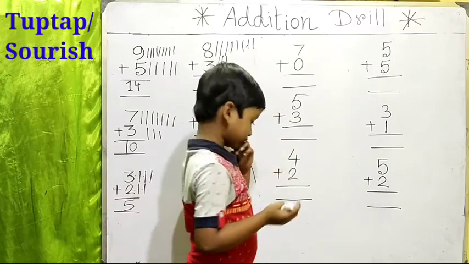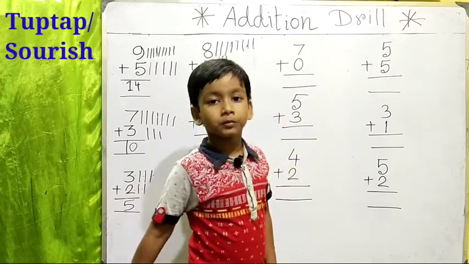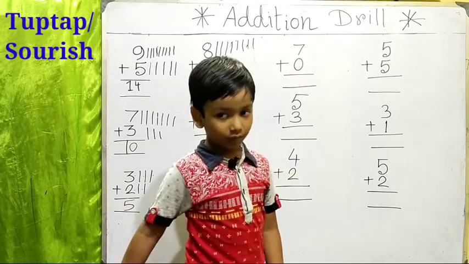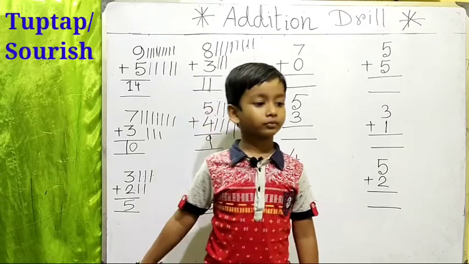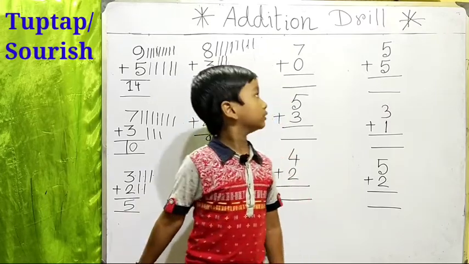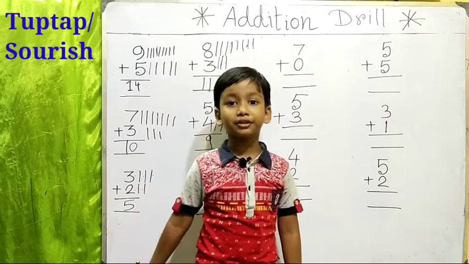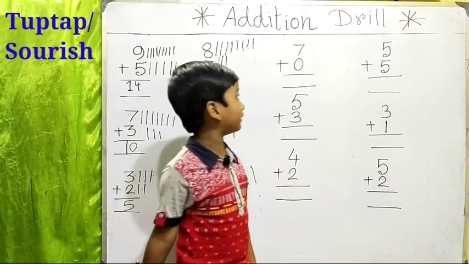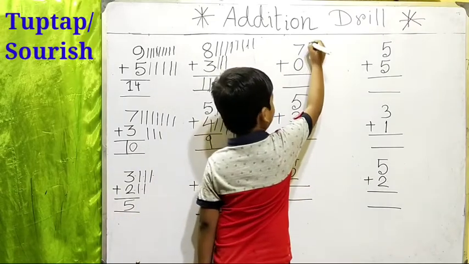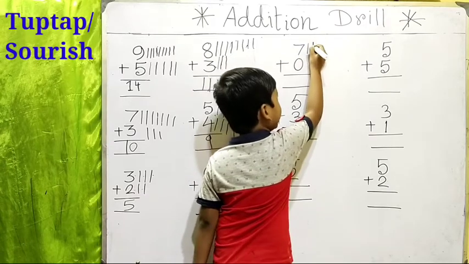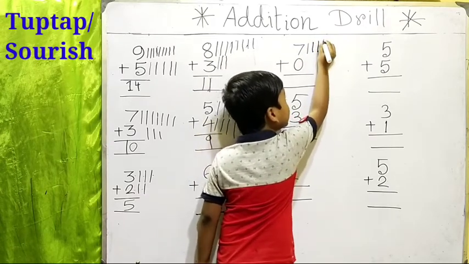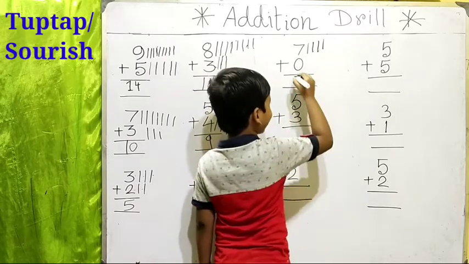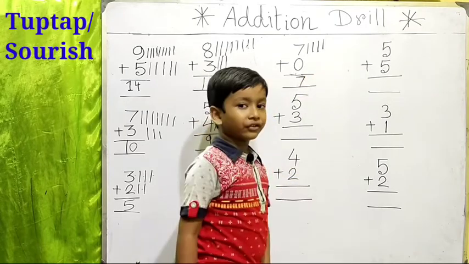You think your mom gave you 7 chalk. And your father gave you again 0 chalk. So, how many total? Let's see. There are 7 lines. 0 means nothing. So, our answer is 7. Friends, next example.